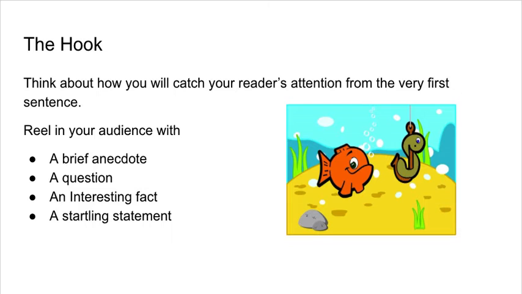Think about how you will catch your reader's attention from the very first sentence. The hook must be related to the topic that you're writing about. For example, you can reel in your audience with a brief anecdote, which is a short story, a question that will make your reader think, an interesting fact, or a startling statement.